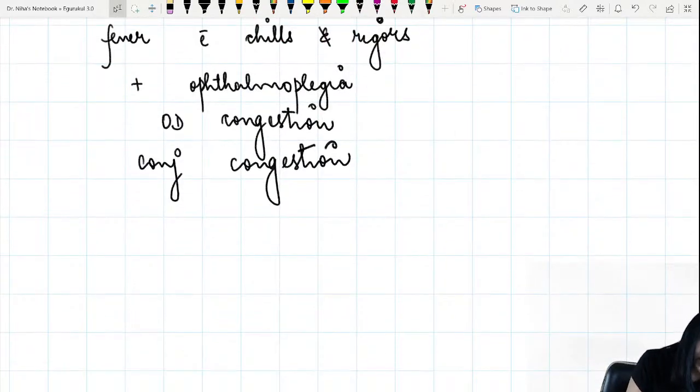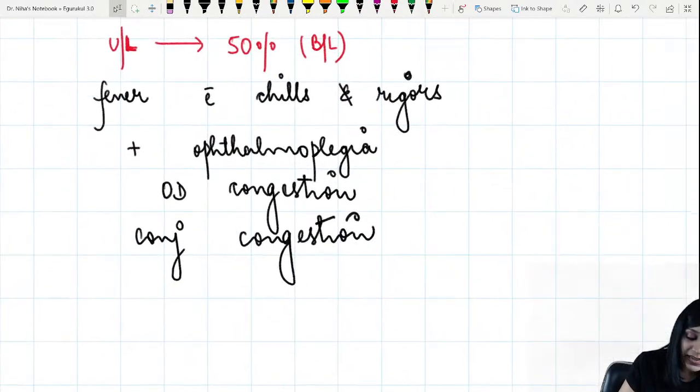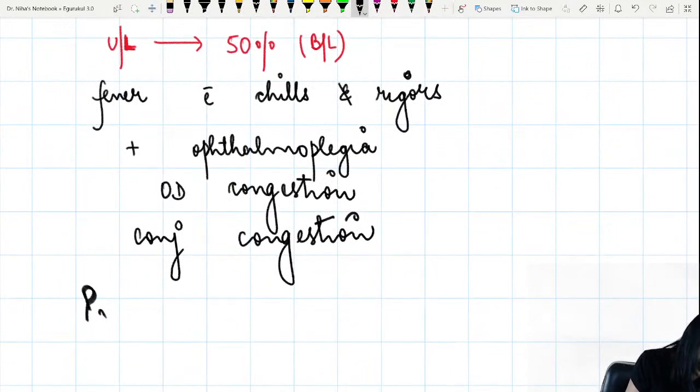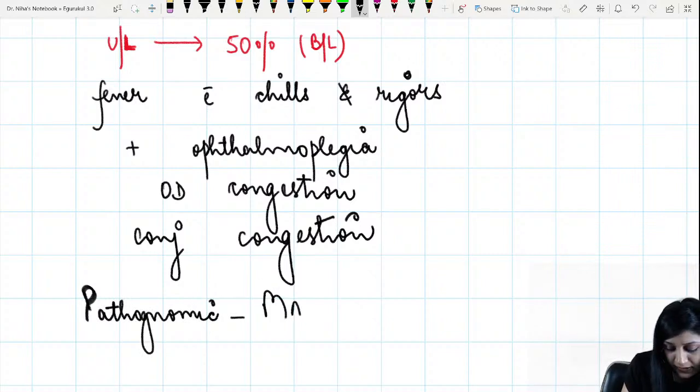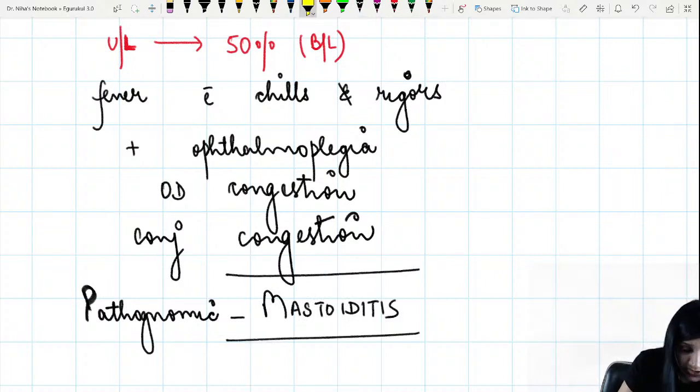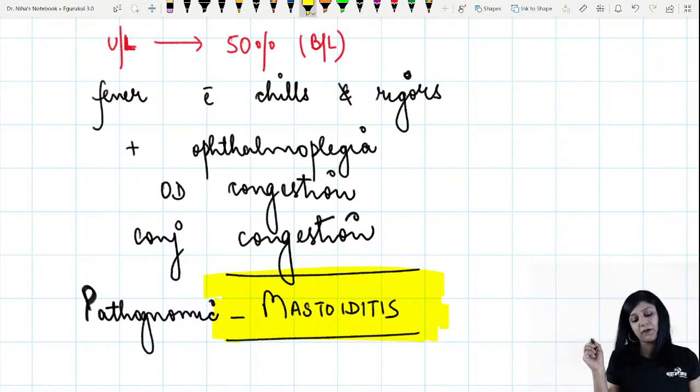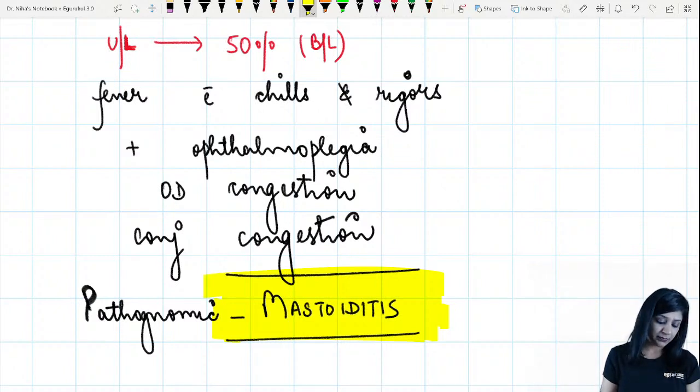So what is the pathognomonic feature? I hope this is visible, guys. So what is the pathognomonic feature? The pathognomonic feature is actually the mastoiditis. Why mastoiditis? Anybody can tell me the reason why we are having the mastoiditis as the pathognomonic feature of cavernous sinus thrombosis? Anybody?